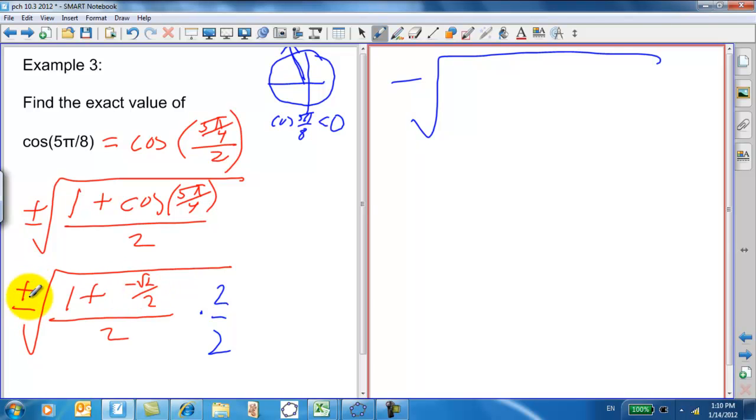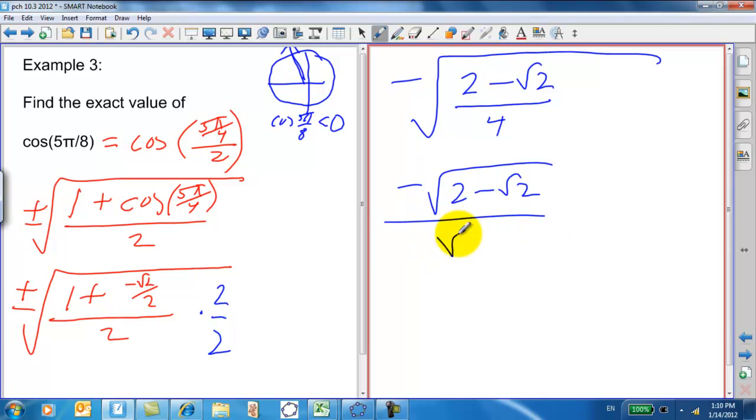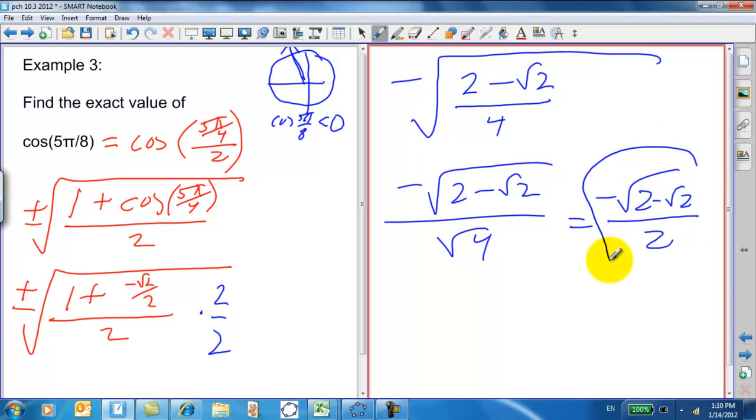If you have a variable, you can't, but in this case we have a specific angle we can look at and judge where its value should be. So it's negative the square root of 2 minus the square root of 2 all over 4. And now we can distribute the square root over the division, but go no further. That's it. The square root of 2 minus the square root of 2 all over 2. That's a messy answer, but we're going to accept it.